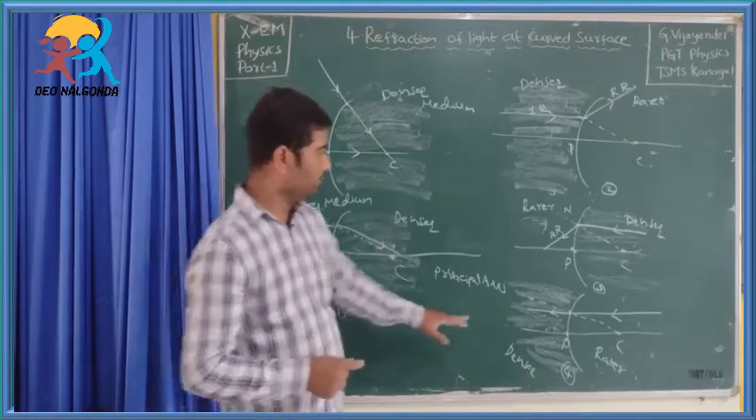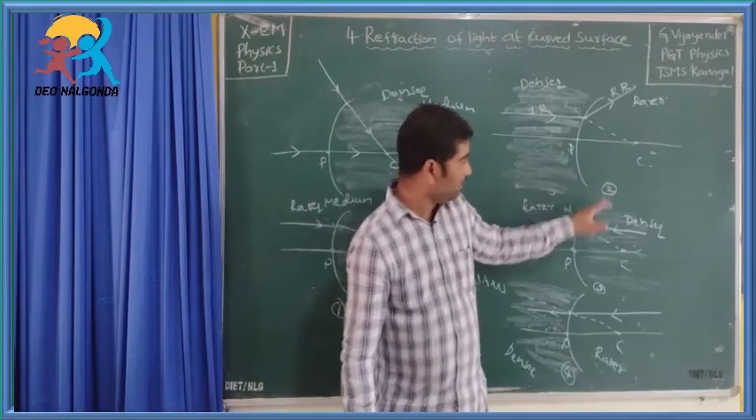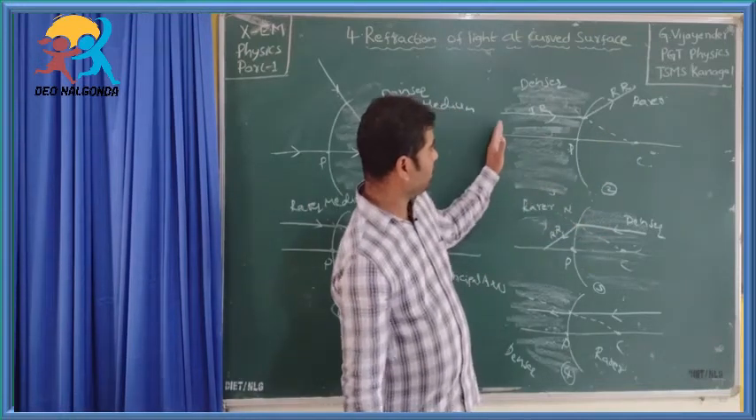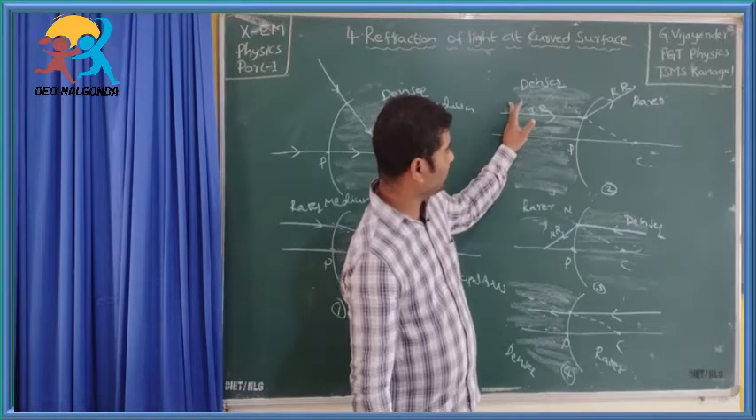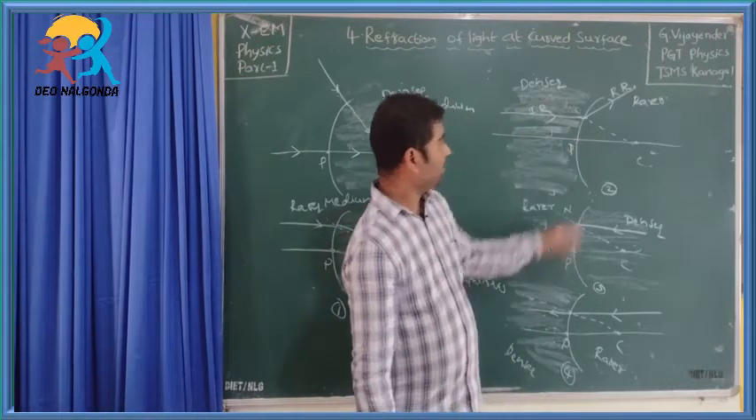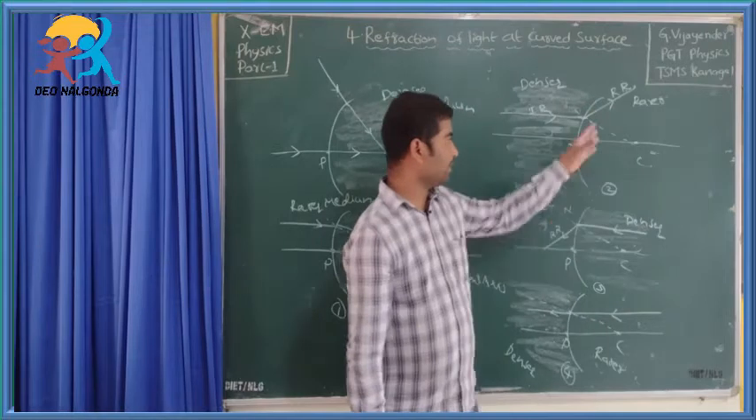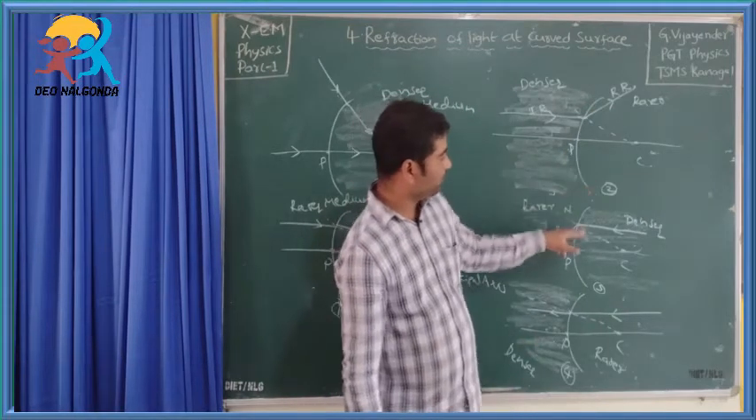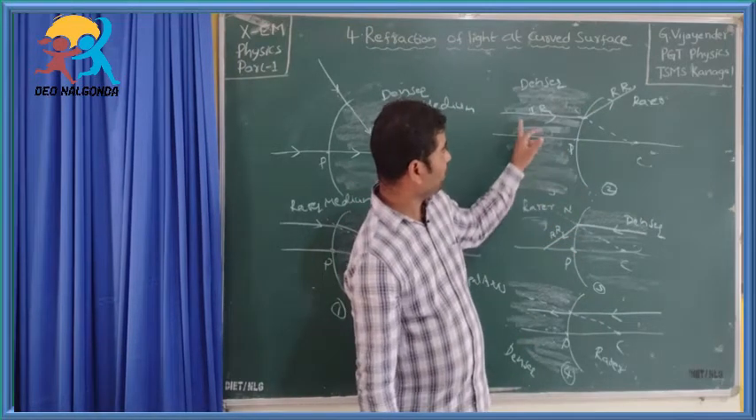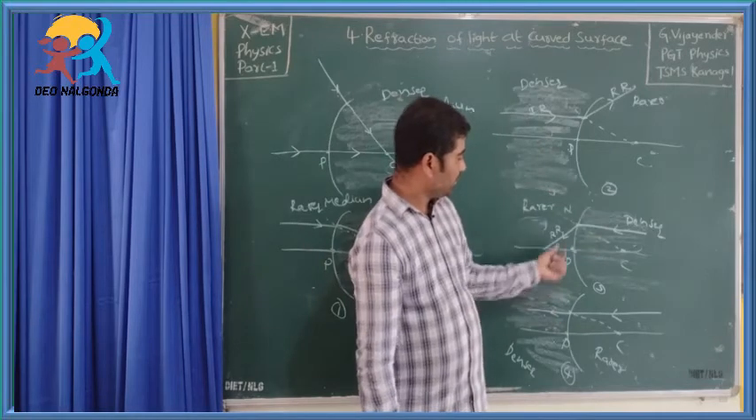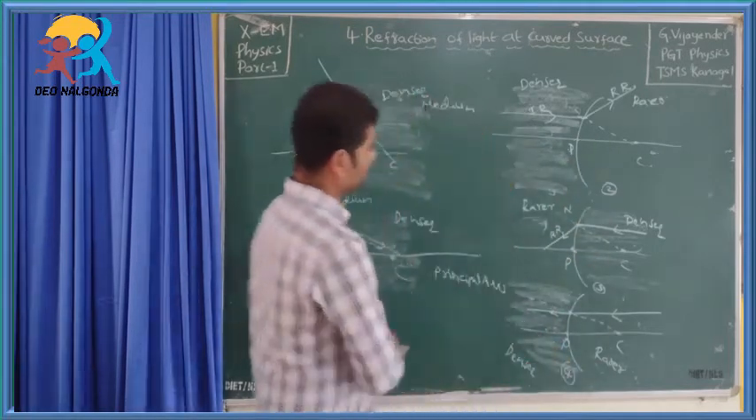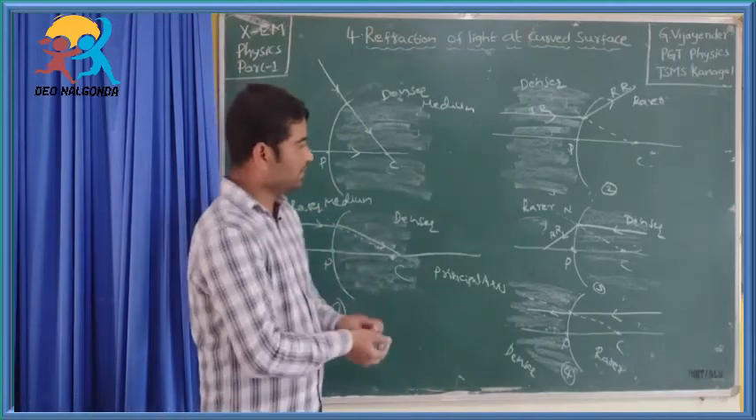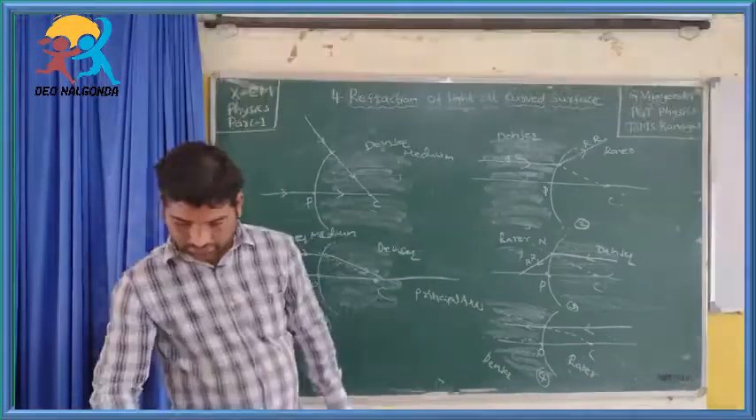From figure 1 and 4. In figure 2 and 3, incident light rays travelling from denser medium to rarer medium and refracted rays are bending away from the normal. So, from figure 2 and 3, when the light ray travels from denser medium to rarer medium, the refracted ray bends away from the normal. This is the refraction through the curved surfaces.